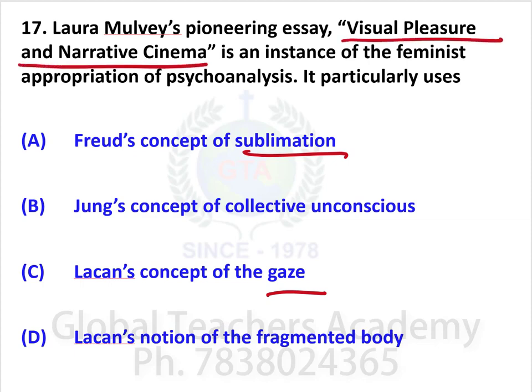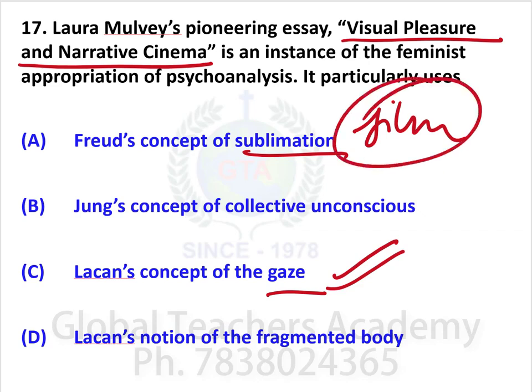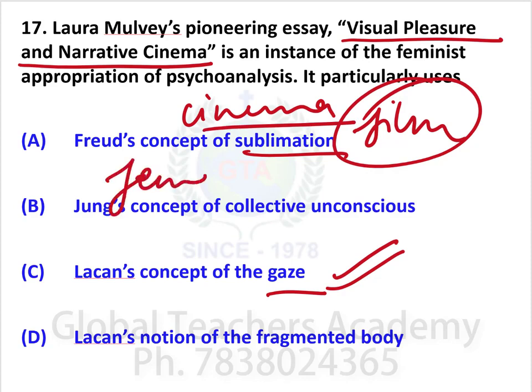So the question says visual pleasure and narrative cinema, right? It's talking about cinema and it's talking about the visual pleasure of cinema. Now, unconscious, sublimation, fragmented body could be options, but gaze is the most appropriate option immediately, right? So what is the idea of male gaze? The idea of male gaze, for instance, is that the space of the film, the movie, the cinema, creates a space of female objectification, sexual objectification.